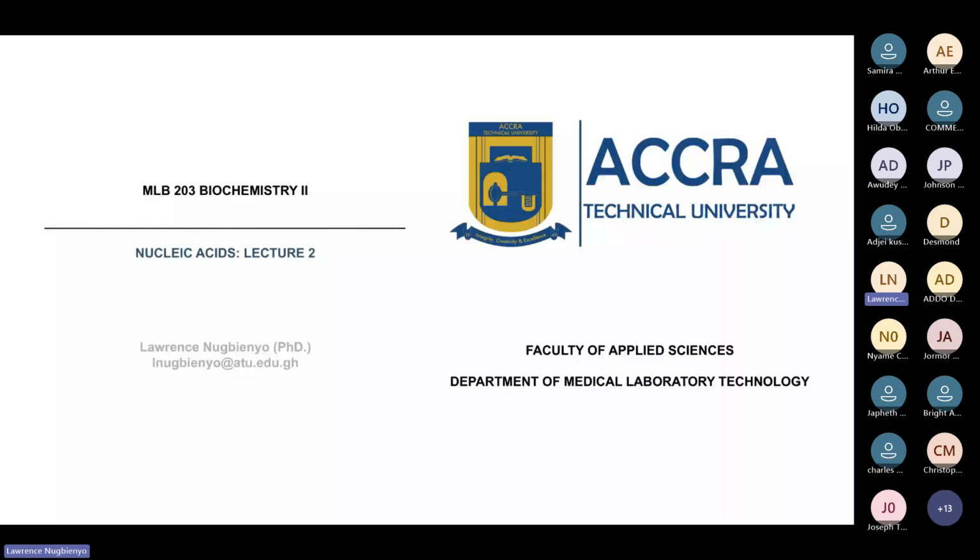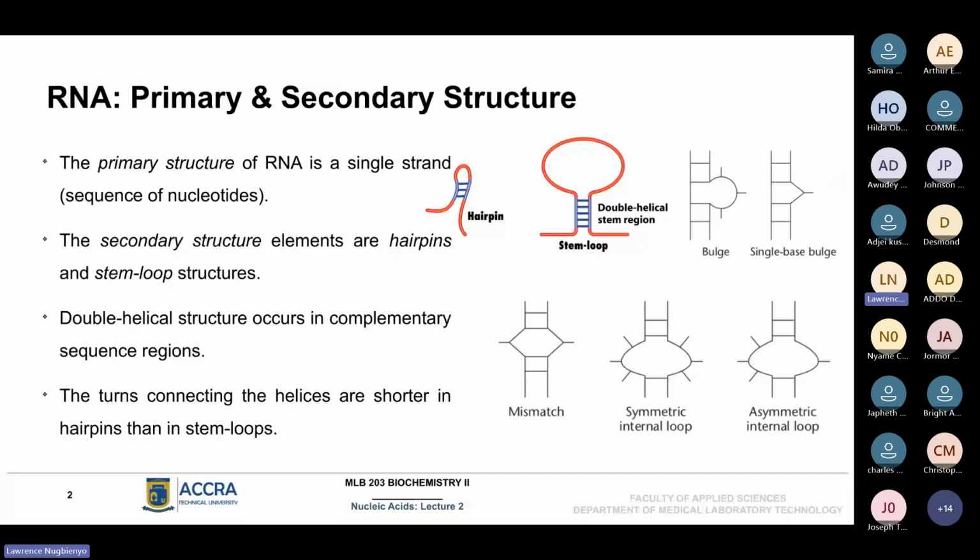As we go ahead, we will briefly see a higher level of organization. You will see, let's say, the tertiary structure, quaternary structure of DNA. All right, so we can go into today's lecture looking at the primary structure of RNA. So just as we said previously, that the primary structure of DNA was the sequence of nucleotides in the nucleic acid strand, it is the same for RNA too.